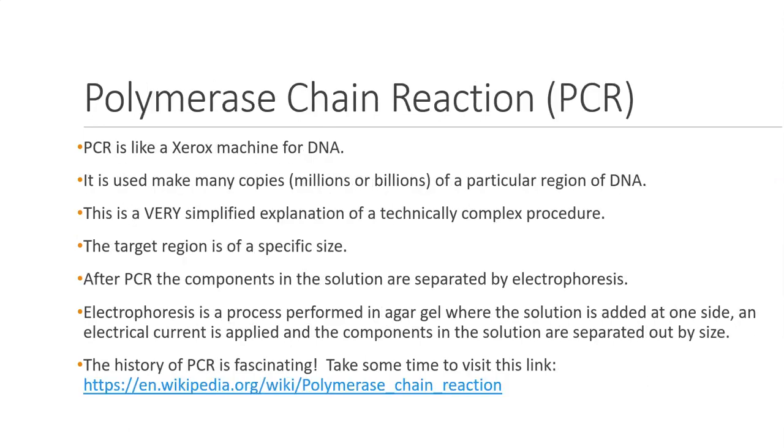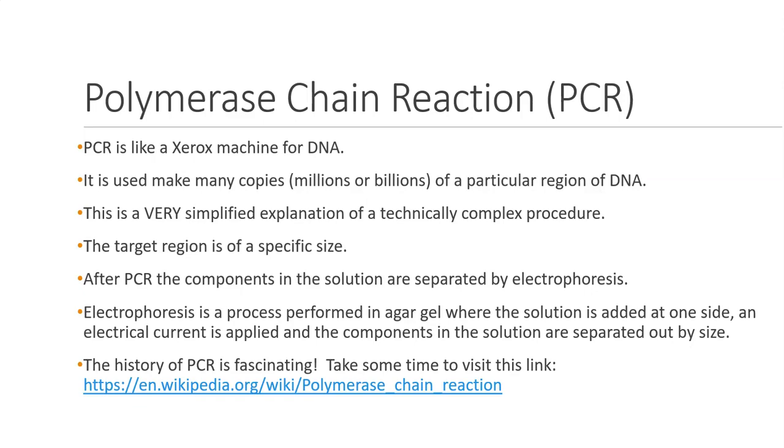The polymerase chain reaction, called PCR, is like a Xerox machine for DNA. It is used to make many copies, millions or billions, of a particular region of DNA. This is a very simplified explanation of a technically complex procedure. The target region of DNA is a specific size of nucleotides. After PCR, the components in the solution, after replication, are separated by electrophoresis.